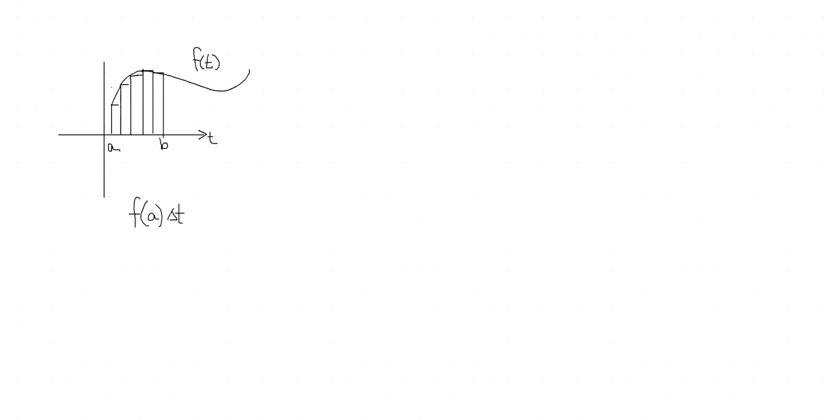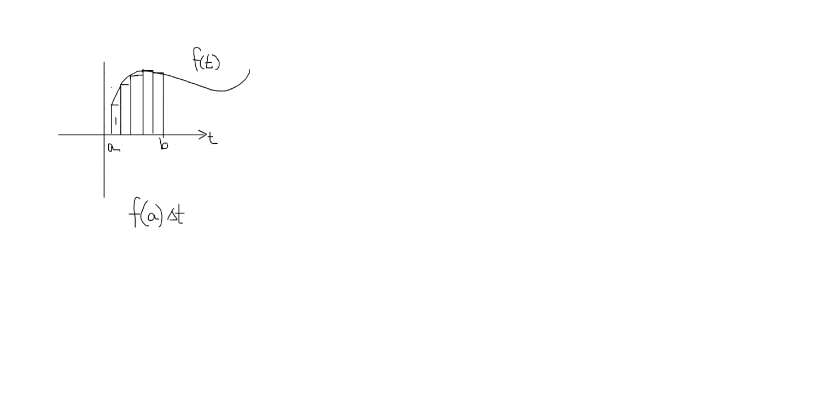using the function f of t and the intervals on the t-axis that will give me the width of my rectangles. So the first term, representing the first rectangle right here, is f of a times delta t.